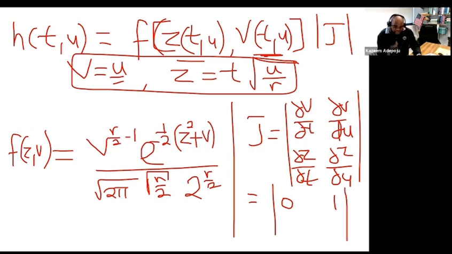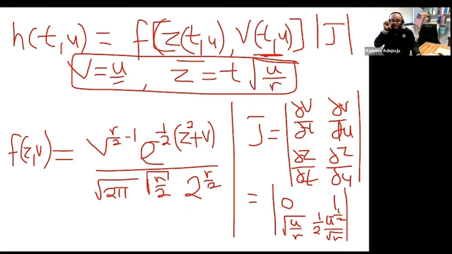I want to do dz/dt. So I'm going to have the square root of u over r. Then I want to do dz/du. For dz/du, the half is going to come down, and then I'm going to have u raised to the power minus a half, and the square root of r.